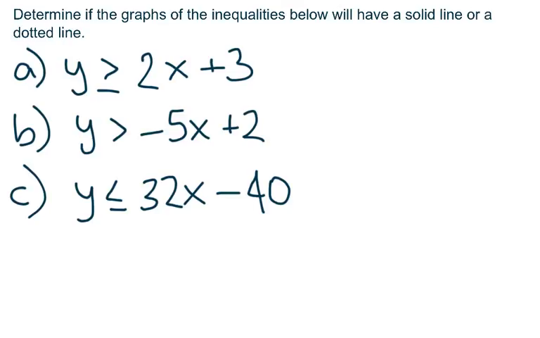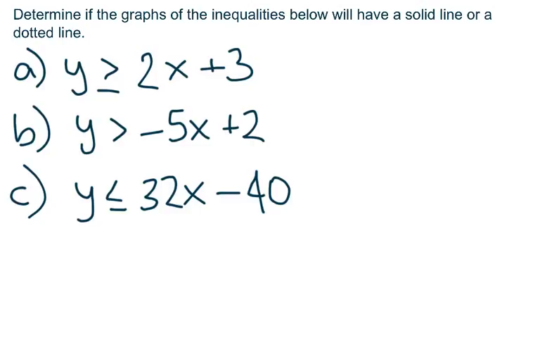Determine if the graphs of the inequalities below will have a solid line or a dotted line. When you're graphing a linear inequality, you pretty much graph it the same way that you would a linear equation, but you have to figure out if the line is going to be solid or dotted, and also which part of the plane you are going to shade to indicate the values that make the inequality true.